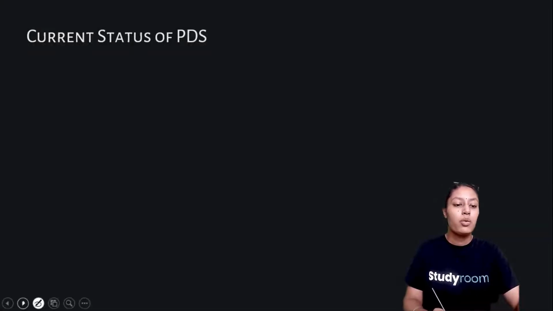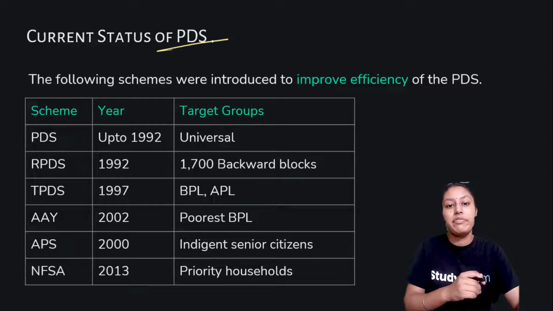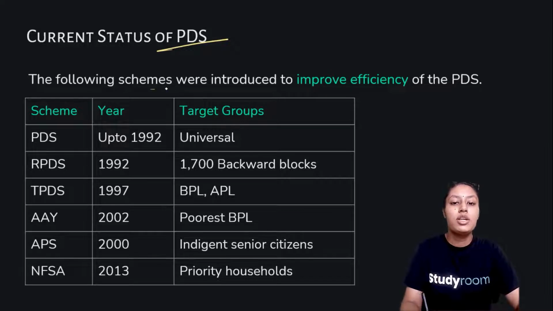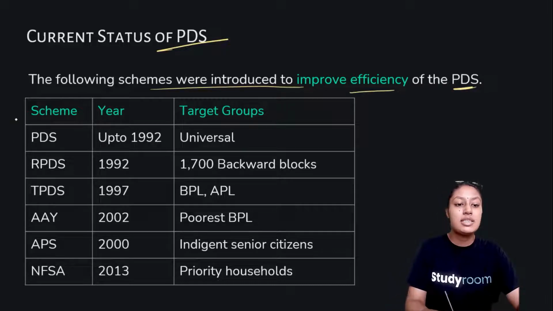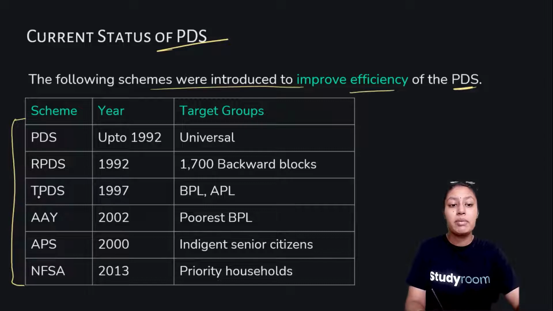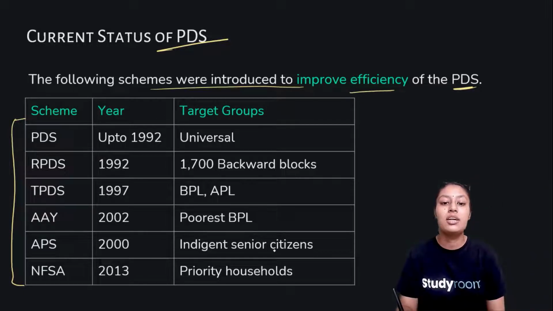Okay, now what is the current status of public distribution system? How does it work, and what are the groups that they have targeted? Okay, so the following schemes were introduced to improve efficiency of PDS, public distribution system. So these are the schemes that have been introduced by the government: public distribution system, targeted public distribution system, Antyodaya. So we will study about each one of them in detail. And these are the years when they were launched, and these are the target groups.